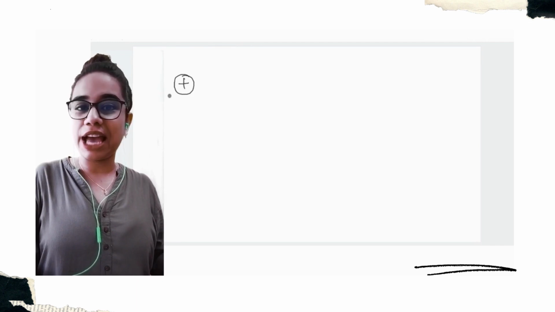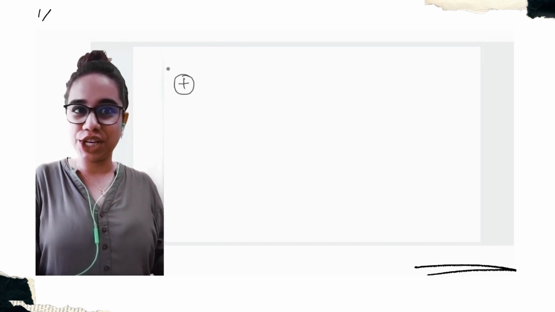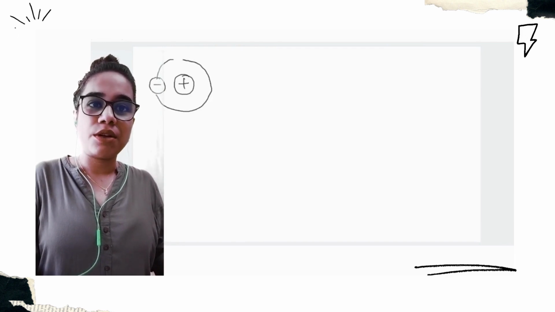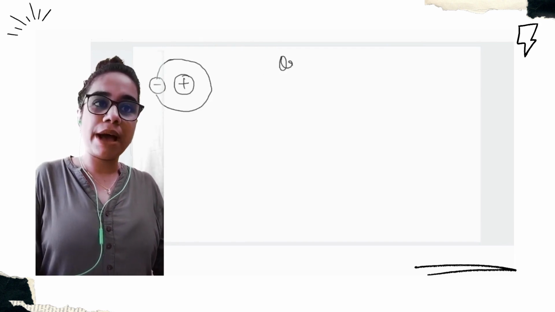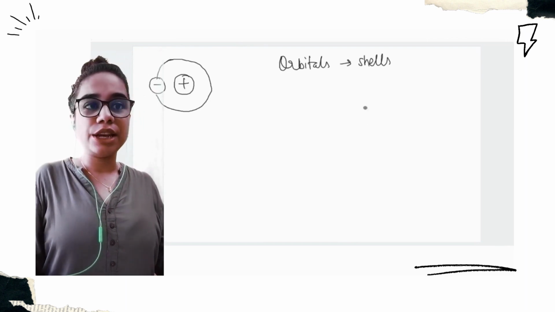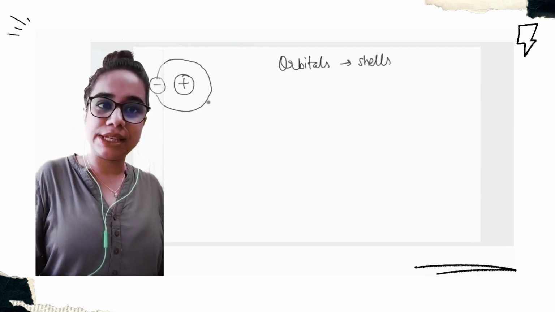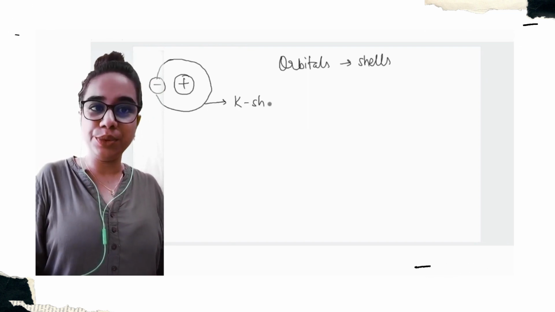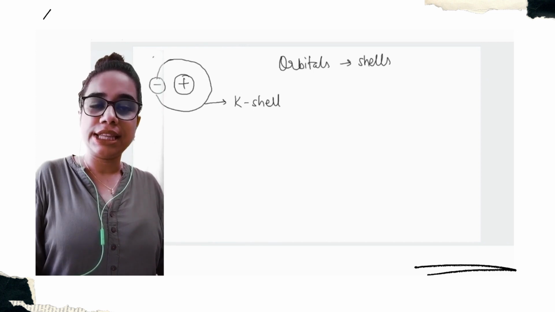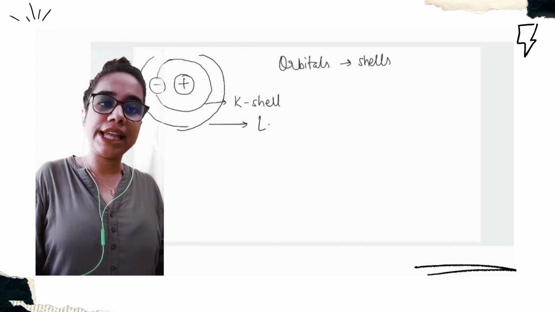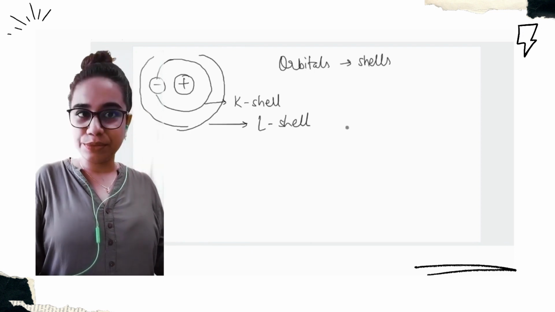So at the center we have the nucleus, right? Very heavy positively charged nucleus. And around the nucleus we have orbitals. Now, these orbitals are also known as shells, electron shells. Now, these shells have names. The first one, which is nearest to the nucleus, is known as K shell. The second one is known as L shell, and it goes on alphabetically.